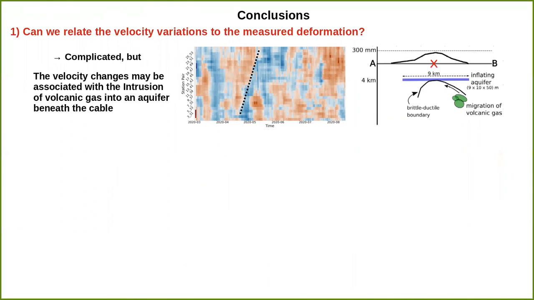I would like to conclude my talk by answering the questions that were posed at the beginning. So can we relate the velocity variations to the measured deformation? We have seen that this is complicated, but the velocity changes may be associated with the intrusion of volcanic gas into an aquifer beneath the cable. More research is necessary to address this question.